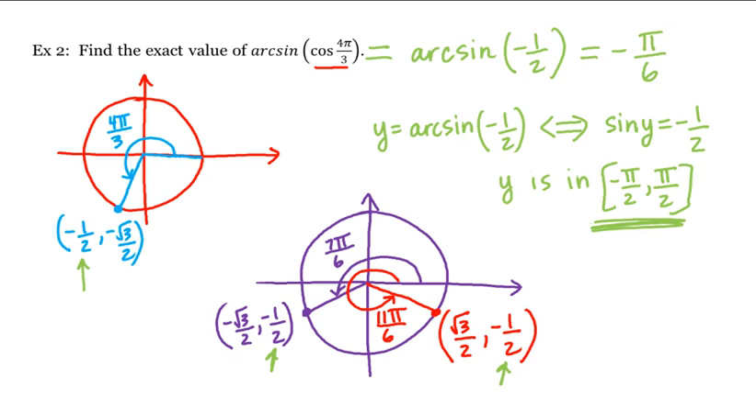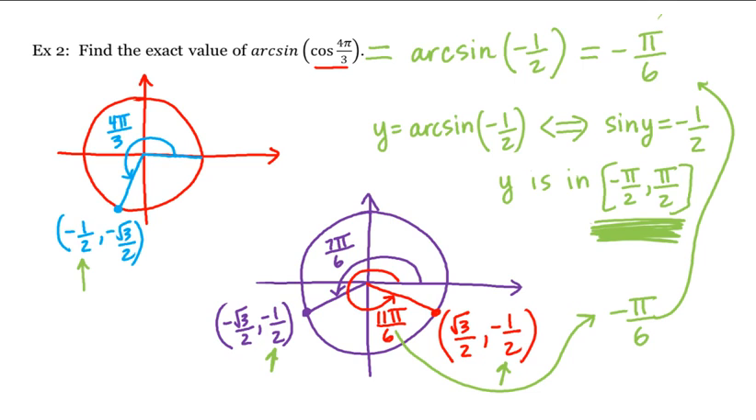However, neither of these angles lie within the restriction of arcsine. So what we need to do is determine the angle that's coterminal with 11 pi over 6 lying in that interval, which is this negative pi over 6 up here. So this is our answer. And this is how we work with compositions involving inverse trig functions. Thank you, and we'll see you next time.